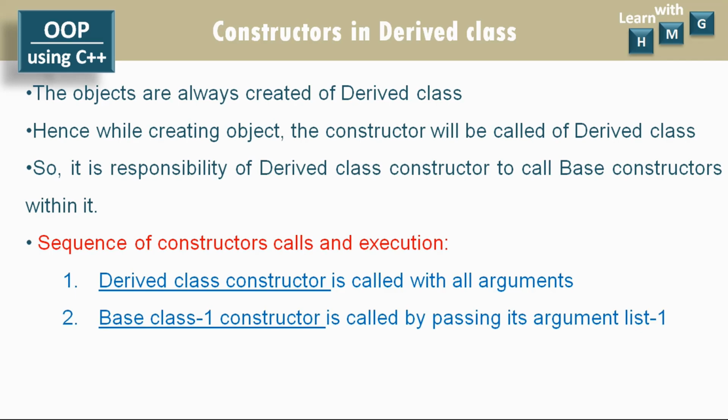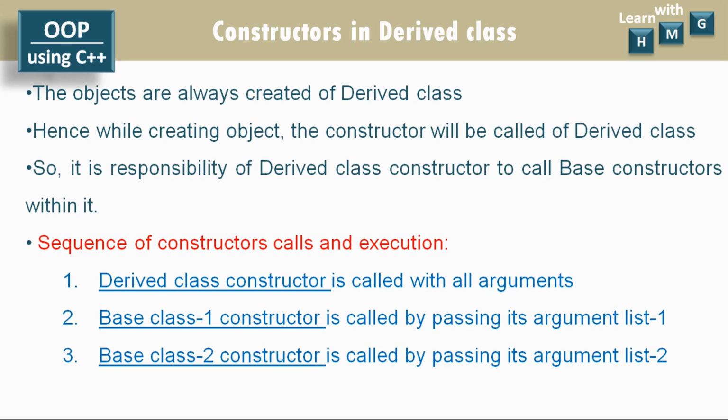The arguments of base class 1 will be passed to the base class 1 constructor and it will be executed. Then the base class 2 constructor is called by passing its argument list 2. So out of all arguments, the argument list 2 is extracted and it is passed to base class 2 constructor, and like this base class 2 constructor will be executed.